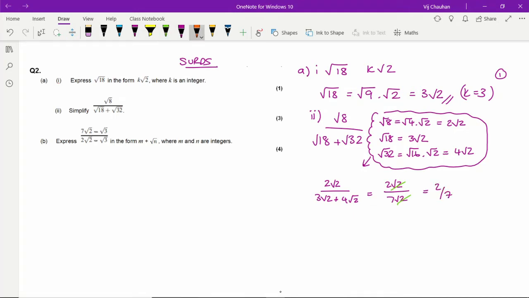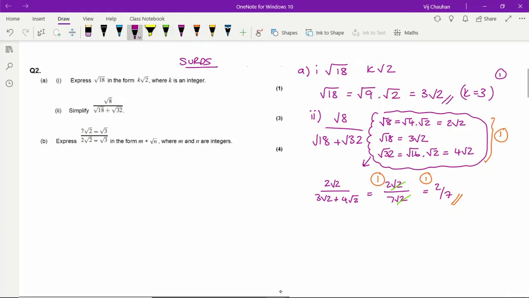Now in terms of where the marks would probably be rewarded, you may get up to 2 marks for simplifying each of these. I'll say you probably just get 1. You'll get 1 mark for having 2 root 2 over 7 root 2 where you've not simplified it, and then 1 final mark for your final answer of 2 over 7.